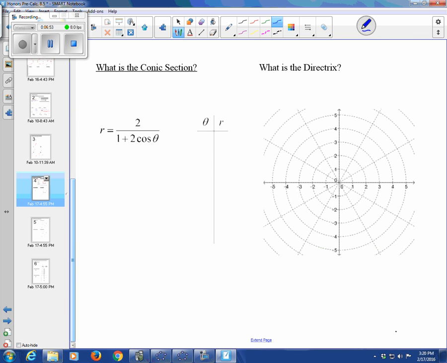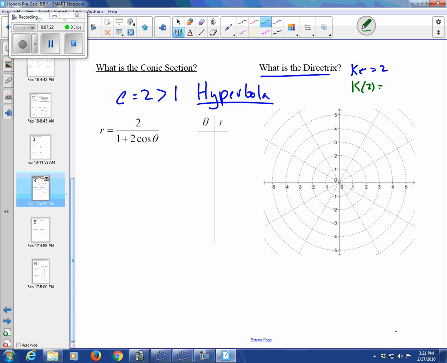Right here we can see that with that lead 1 in the denominator, we have an eccentricity of 2 now, 2 greater than 1, so we can say that this guy is going to be a hyperbola. And for this hyperbola, we can define the directrix. Right here we can say that we know the numerator is ke, so right here we've got ke equals 2. And with an e value of 2, we can say that k times 2 equals 2, which gives us k equals 1.